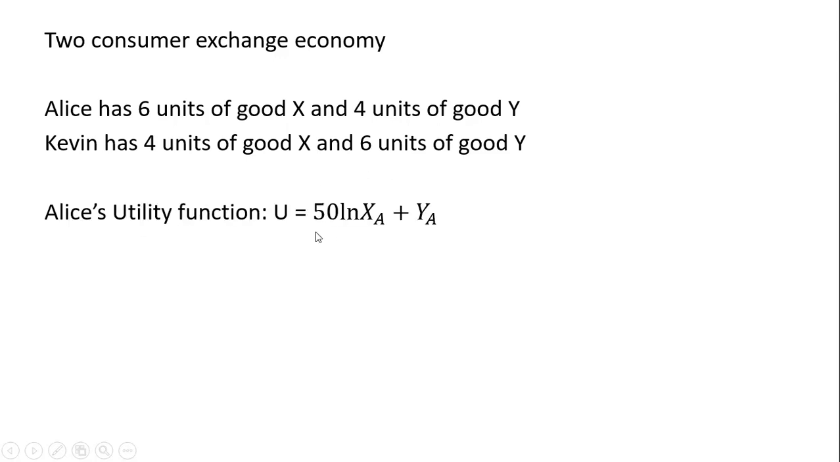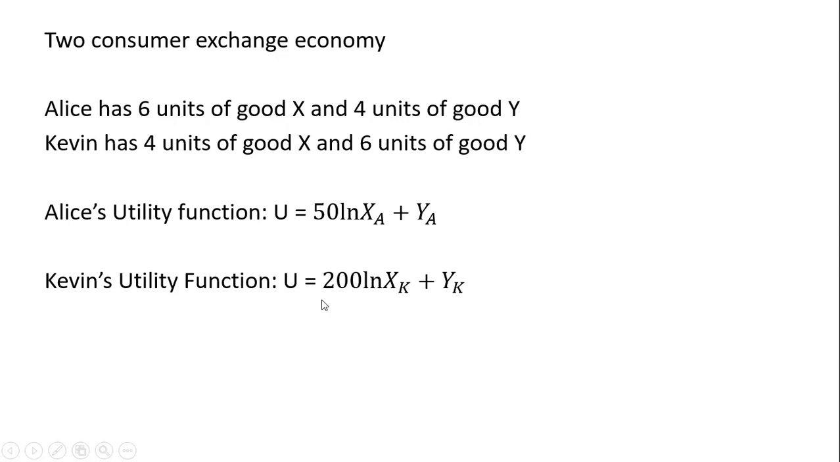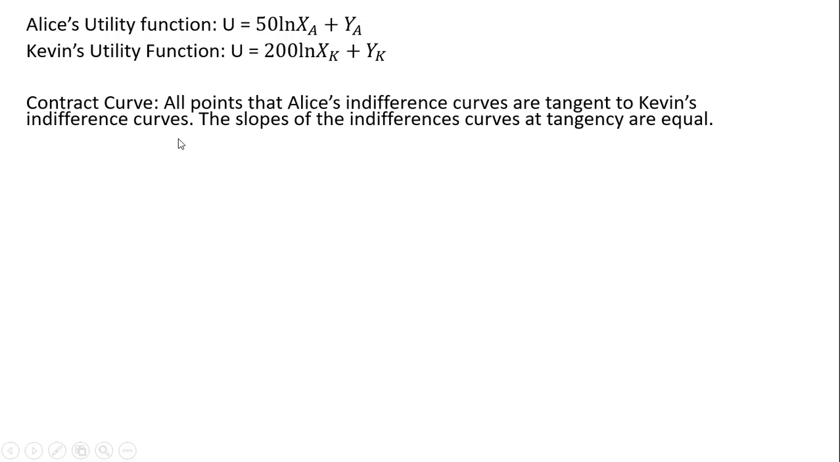Alice's utility function is given as follows, a quasi-linear utility function here. Kevin will also have a quasi-linear utility function of units of good X and units of good Y. So here's Alice's utility function once again, and Kevin's utility function. So we're going to derive the contract curve.